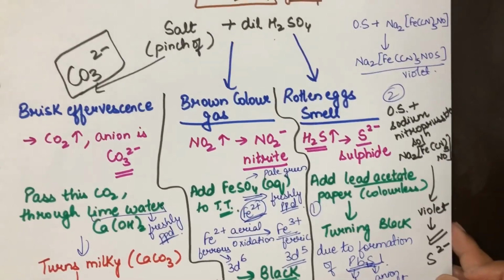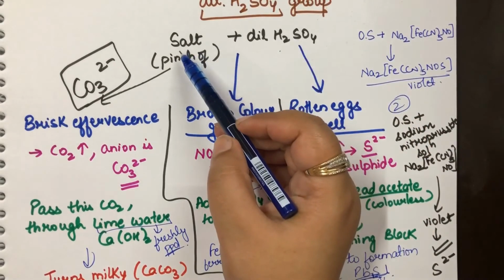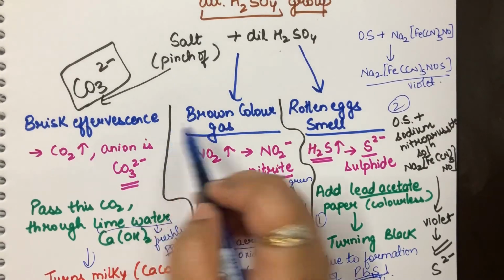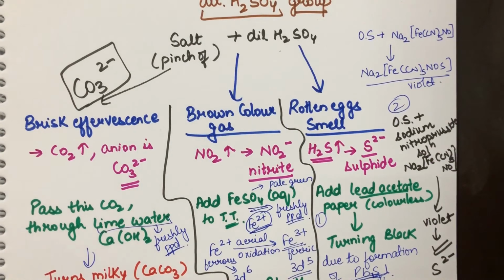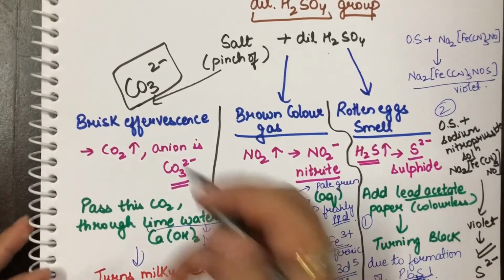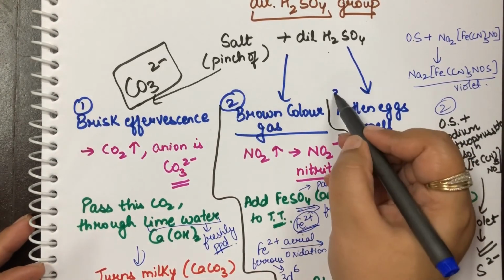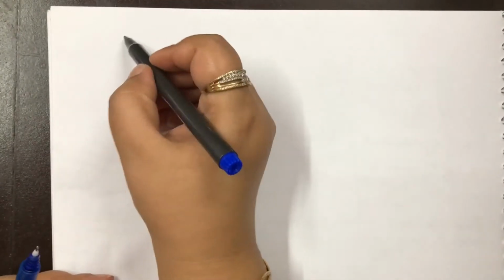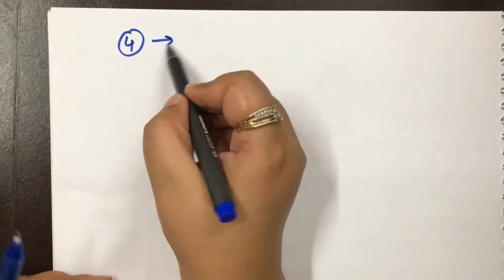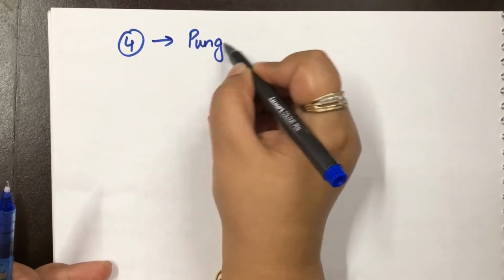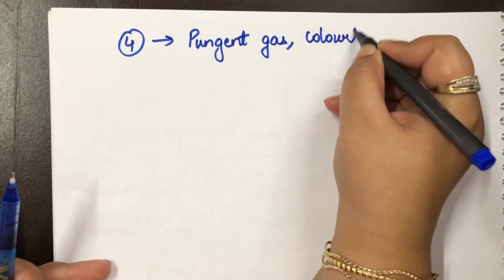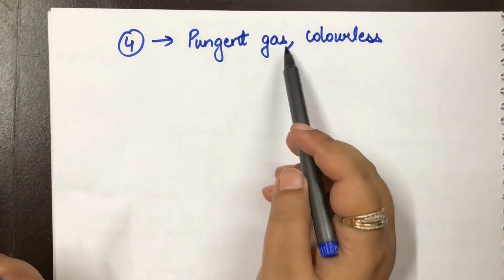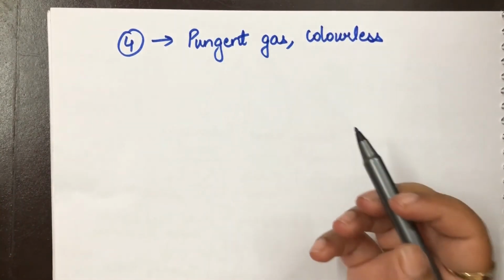Now the problem is you added dilute H2SO4 to your salt. You did not observe brisk effervescence, you did not observe a brown color gas, and you did not observe rotten egg smell. But rather, there was a fourth option available. I'll just write it here as 1, 2, 3, and then you have a fourth type of observation. This fourth type of observation is a pungent gas which is colorless. There is no color to the gas. There is a pungent smell, but the smell is not rotten egg like smell. It is still a different type of a pungent smell.